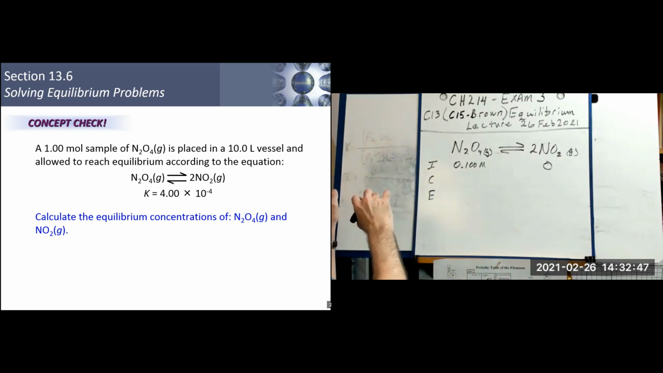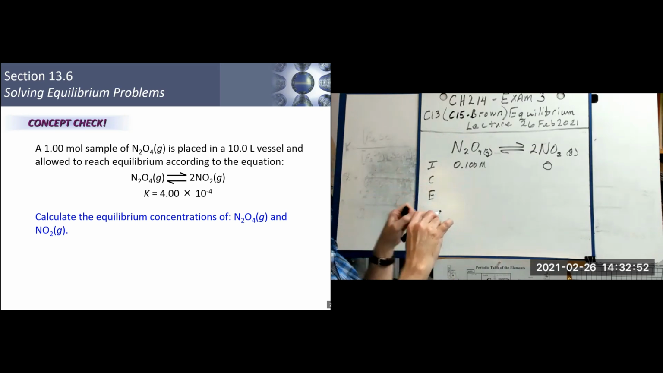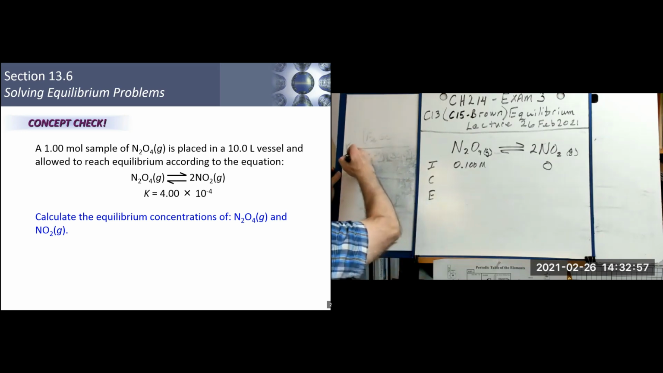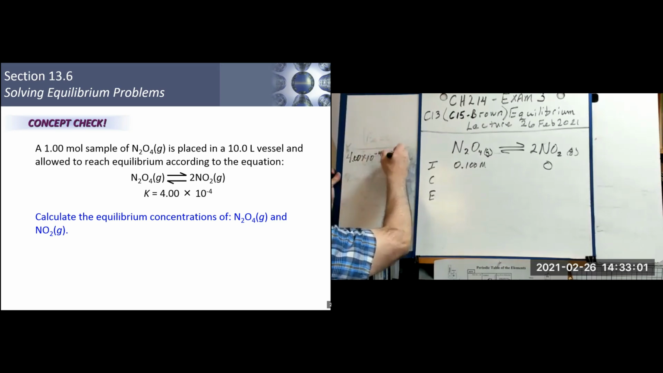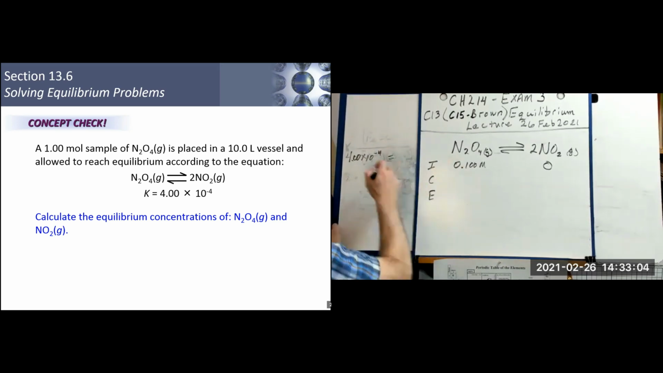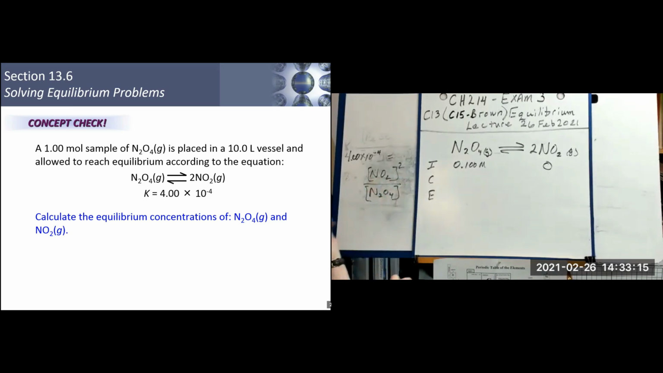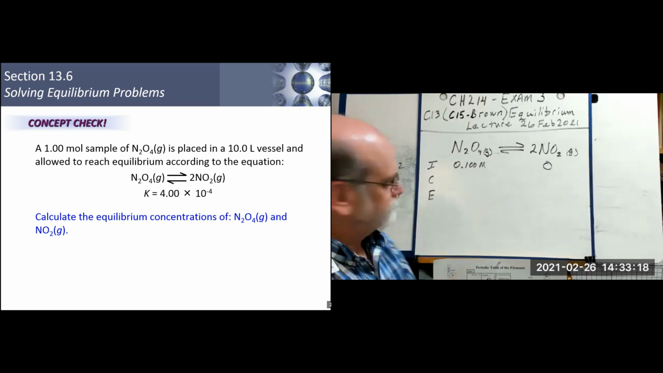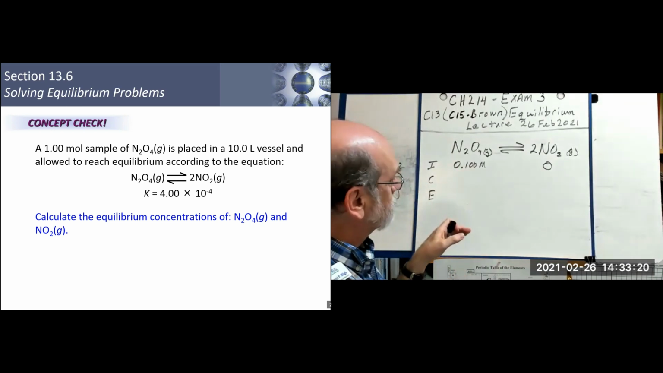So K is given. Calculate the equilibrium concentration of each one. K is given as 4 times 10 to the minus 4, equals NO2 squared divided by N2O4 to the first power.